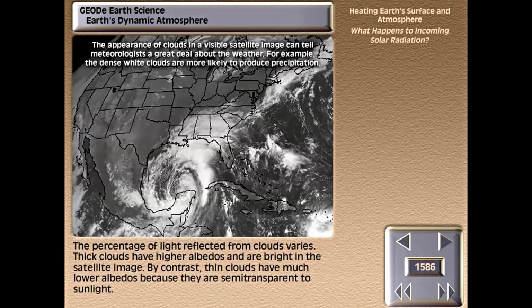The percentage of light reflected from clouds varies. Thick clouds have higher albedos and are bright in the satellite image. By contrast, thin clouds have much lower albedos because they are semi-transparent to sunlight.